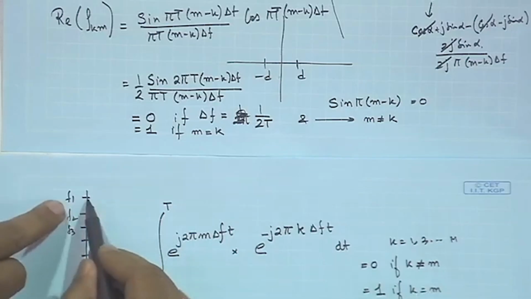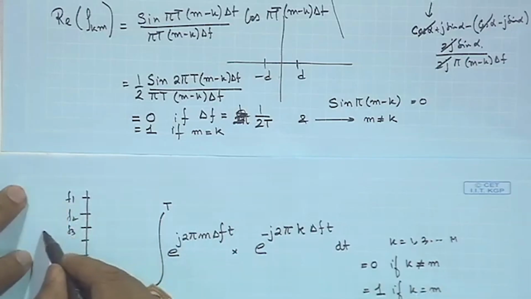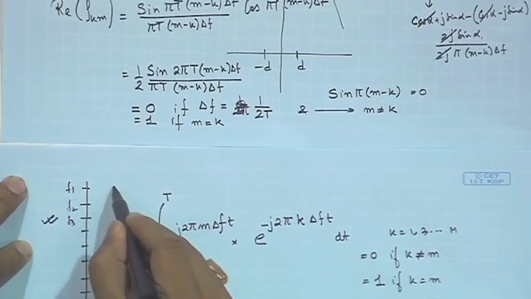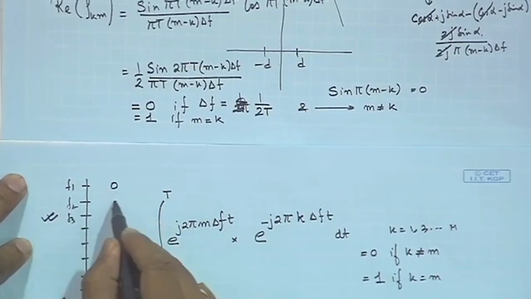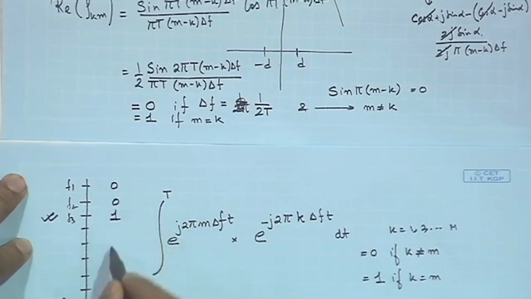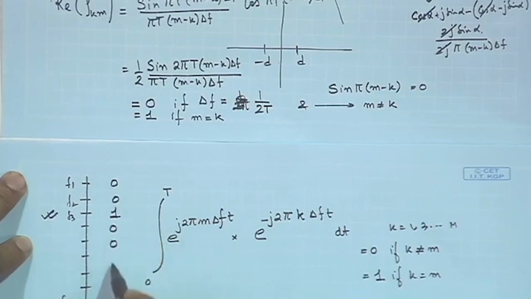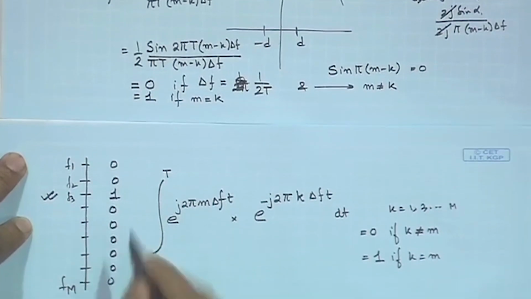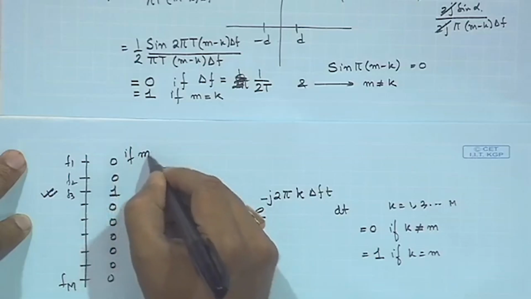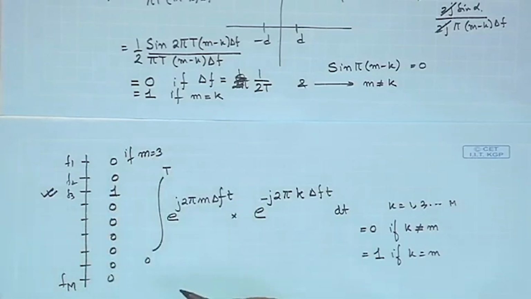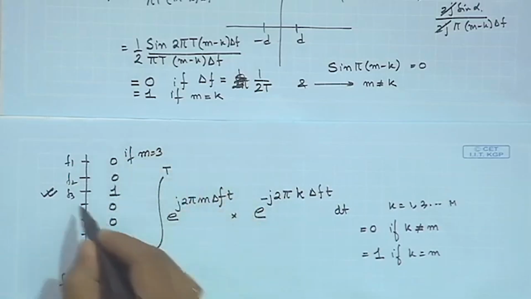So, when I correlate with f1, when I have sent f3, I am going to get a 0 here. With f2, I am going to get a 0 over here, and here I am going to get a 1, and all others I am going to get a 0 if m is equal to 3. So, that means at the receiver I would be able to identify that this particular frequency was sent.